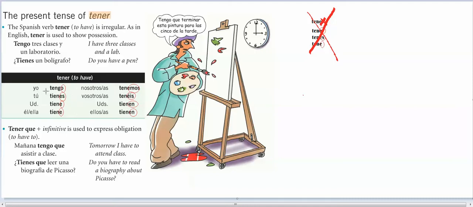So for the yo, it's tengo. For tú, it's tienes. For usted, tiene. For él and ella, tiene. For nosotros, tenemos. For vosotros, tenéis. For ustedes, tienen. And for ellos, ellas, tienen. So let's do a little bit of practice with tener.